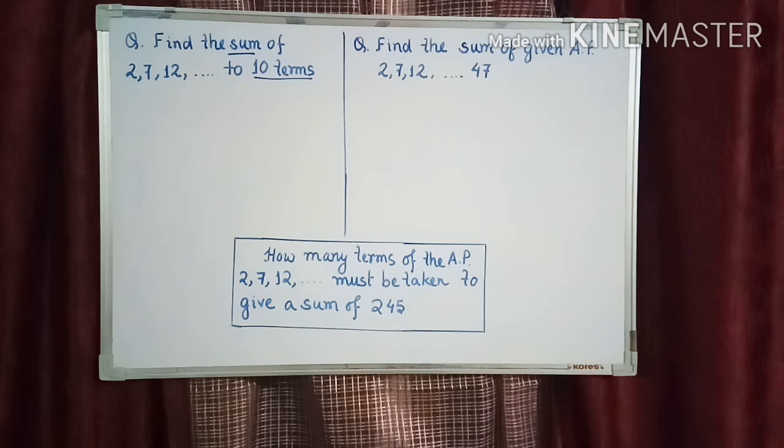After that, n value we will take 10, and then we will put all the values, the first term A, common difference D, and n value, in the formula of the sum of the first n terms of an AP series. The second question is: find the sum of the given series.